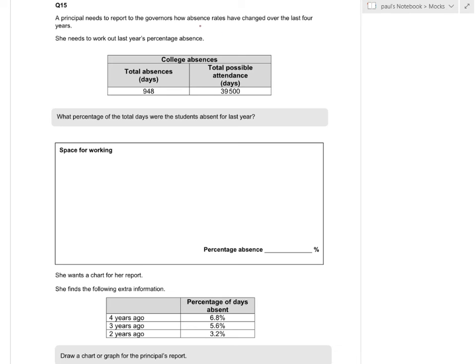A principal needs to report to the governors the absence rates over the last 4 years. She needs to work out last year's percentage. Total absences, possible attendance days. So we've got 948 divided by 39500, times that by 100 to get a percentage, which is 2.4%. Yeah? Okay, so now what's the next bit?